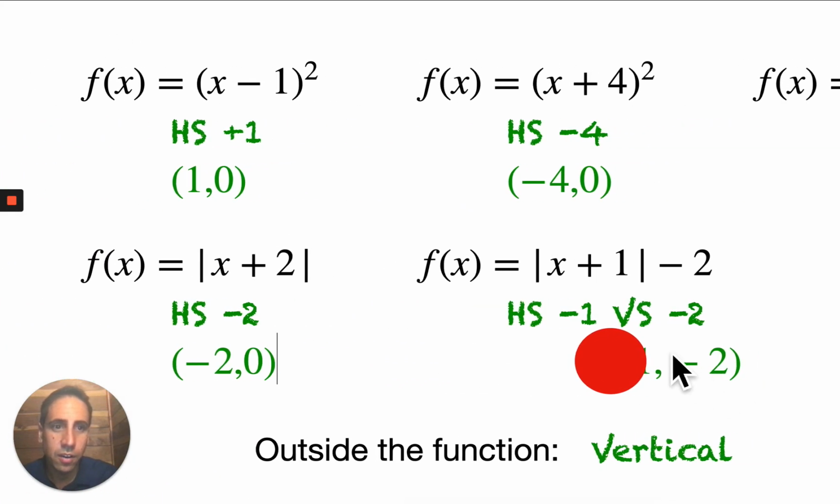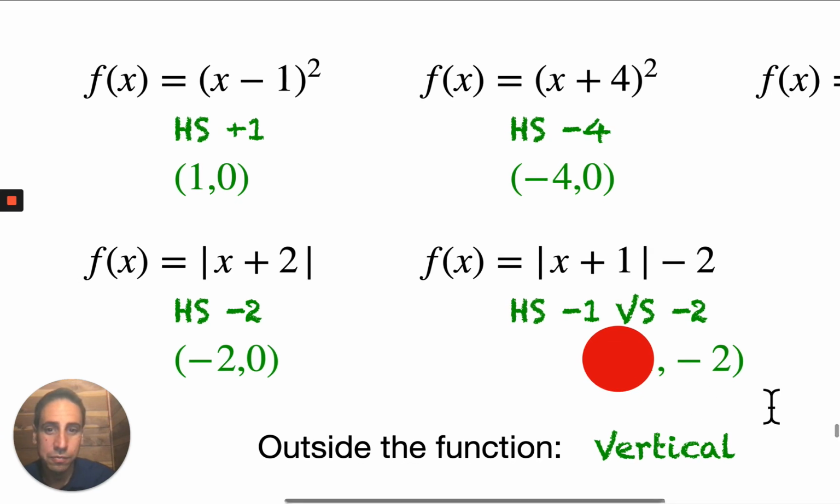And so here, I want you to tell me what I think I can tell you here: if the +1 is on the inside of an absolute value, then it's going to have a horizontal shift of -1, and if the -2 is outside, it'll have a vertical shift of -2. So when you tell me exactly what number is being covered up here when I find the vertex, the y value is -2.